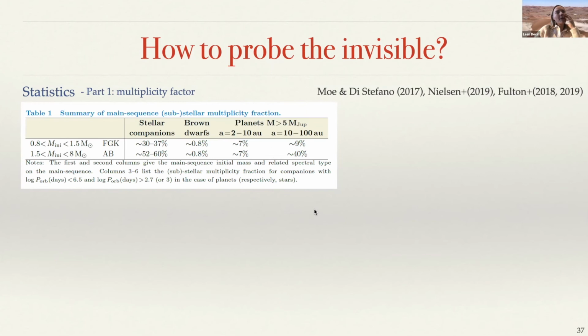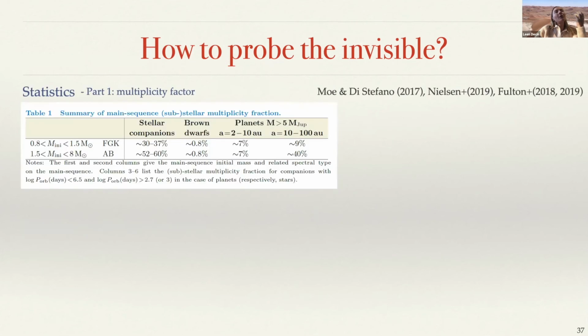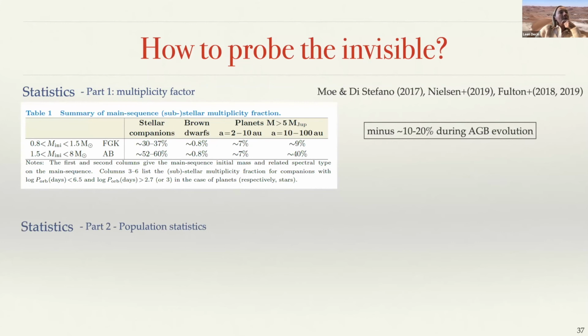Then I have to understand how much of this sample of companions I lose when these stars evolve to the AGB, throughout the AGB. And we estimate that we will lose, due to tidal interaction, roughly 10 to 20% of that population. And then the second step is going to population statistics.